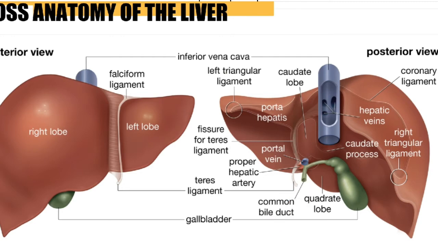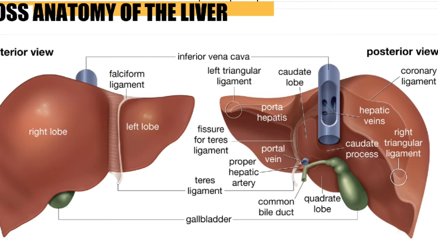So the difference between caudate lobe and quadrate lobe is the caudate lobe ay located siya sa upper aspect of the visceral surface. Ang quadrate lobe naman is located naman siya sa lower aspect of the visceral surface.